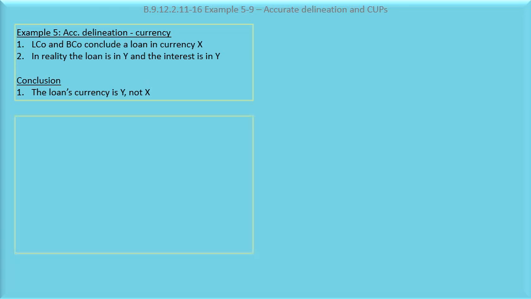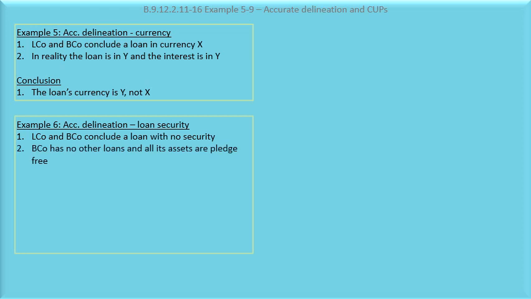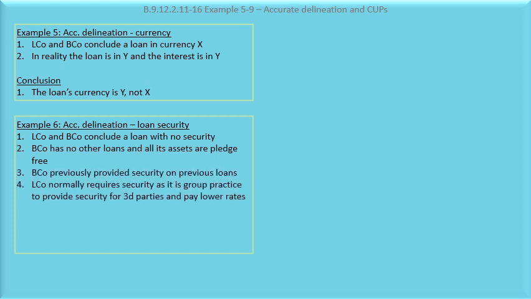It seems pretty obvious. And then the same for loan security, and this is an interesting case because it actually references back to the Chevron case from Australia. And what happens here is ALCO and BCO conclude a loan with no security, which means there will be a higher interest rate. BCO has no other loans and all its assets are pledge free. And then BCO previously provided security on previous loans, and ALCO normally requires security on loans, as it is group practice to provide security both for intercompany and third-party loans to pay lower rates.